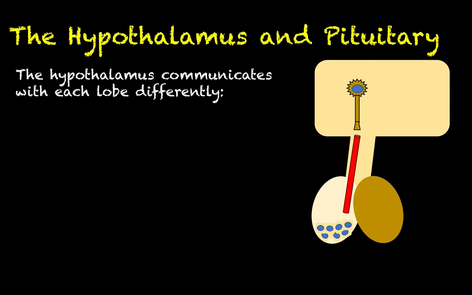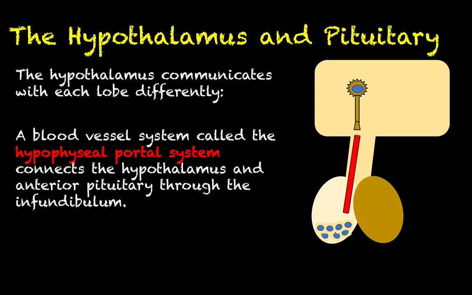So let's quickly talk about how the hypothalamus is going to communicate with each lobe. Now, the picture that I'm painting for you right here is not quite as good as what we looked at before, but just bear with me here. What we're going to see is that the way the hypothalamus communicates with the anterior pituitary is going to be totally different than how it communicates with the posterior pituitary. There is a blood vessel system that I referenced before called the hypophyseal portal system, and it connects the hypothalamus and the anterior pituitary through the infundibulum.